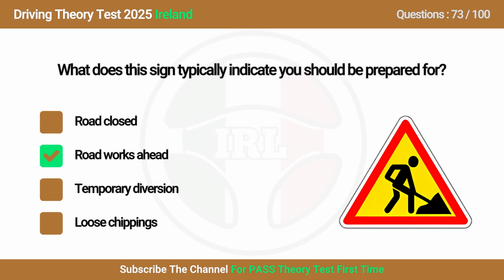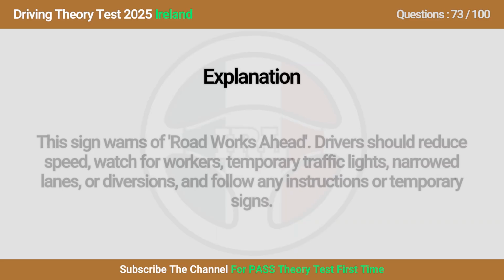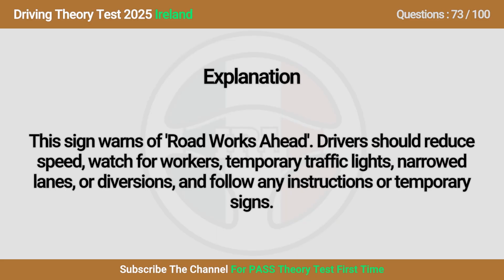Answer is B. Road works ahead. This sign warns of road works ahead. Drivers should reduce speed, watch for workers, temporary traffic lights, narrowed lanes, or diversions, and follow any instructions or temporary signs.